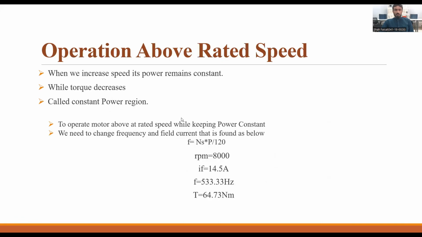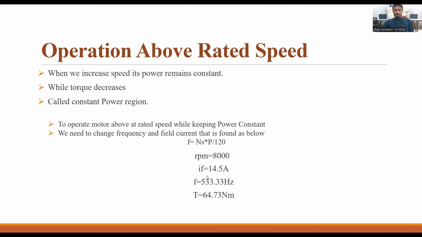Operation above rated speed. When we increase the speed, its power remains constant while torque decreases. This region is called the constant power region. To operate the motor above rated speed while keeping power constant, we need to change the frequency as well as the field current provided at the rotor side. This is the formula we used for the calculations, so we find the frequency and the torque.